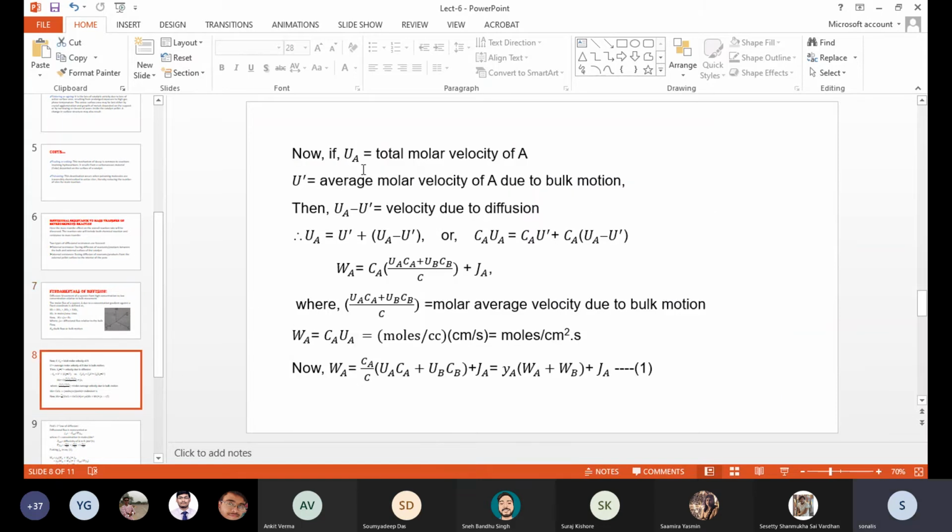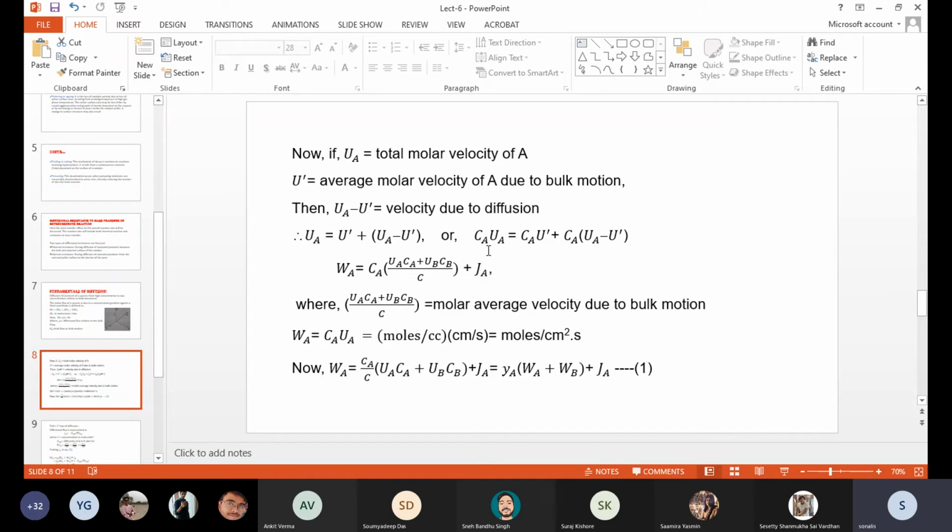Now say UA is the total molar velocity of A. U dashed is the average molar velocity due to bulk motion. Say U dashed is only for bulk motion and UA is the total molar velocity. Then what happens? UA minus U dashed is the velocity due to diffusion. UA is the total, U dashed is for bulk. So we can write it this way: UA, the total molar velocity, is U dashed, the molar velocity due to bulk motion, plus UA minus U dashed, that is the velocity due to diffusion.